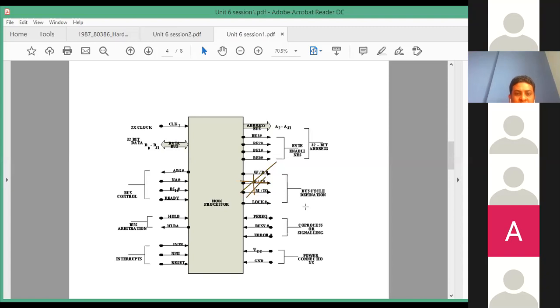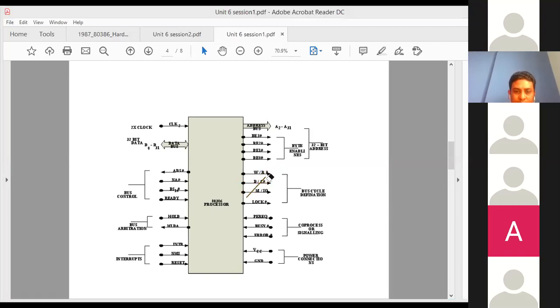This is the pin configuration of the 386. The pins have been grouped according to their functionality. The arrow which is going out is an output pin. The arrow which is coming in is an input pin. The arrow which has both input and output is bidirectional. The bunch of pins shown solid are the address bus and data bus, which are groups of pins, so they have been indicated in this way.